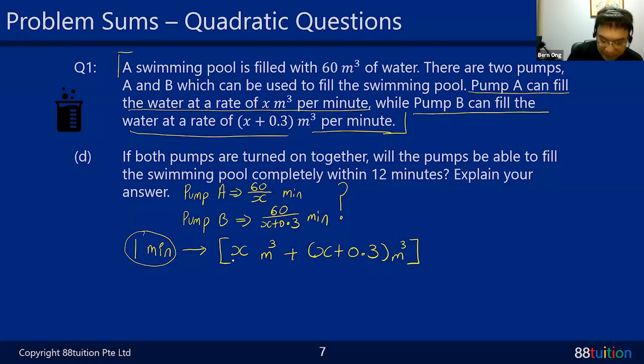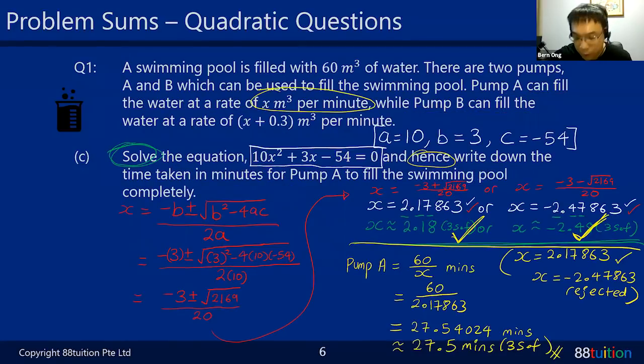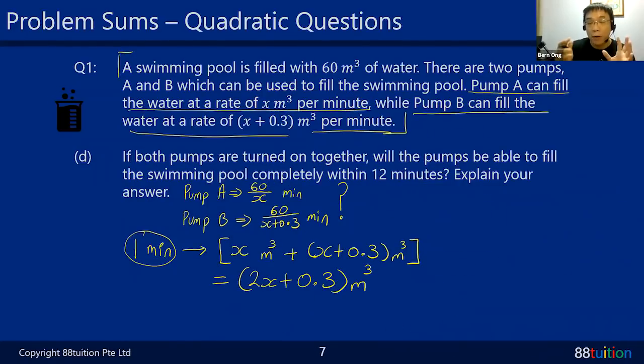So you must be able to understand the question here. So in the same 1 minute, not only can you fill X, that's from pump A, you can fill X plus 0.3 meter cube from pump B. So together, if you can work it out, it's actually X plus X is 2X plus what? 0.3 meter cube. In what? In 1 minute. So your X, just now your X is that number, which is 2.17863. And you have already concluded that you are taking the positive already. So down here, you just say that, substitute X is equal to 2.17863.